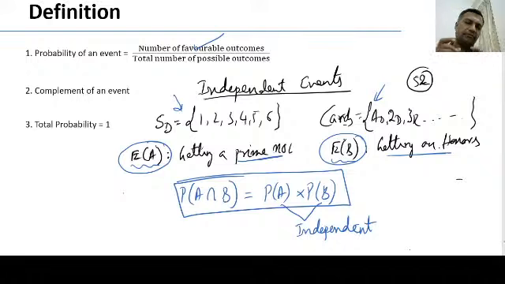What I did is I kind of introduced you to these words. Another word that you get is the complement of an event, in the sense of what are not in its favor. Complement is nothing but the outcomes which are not in its favor.